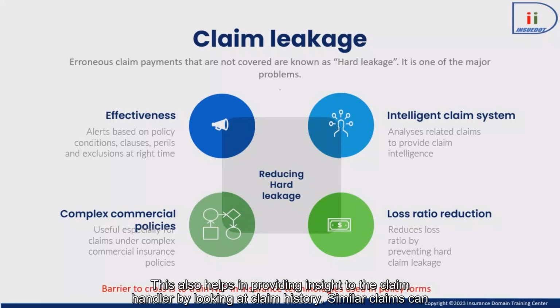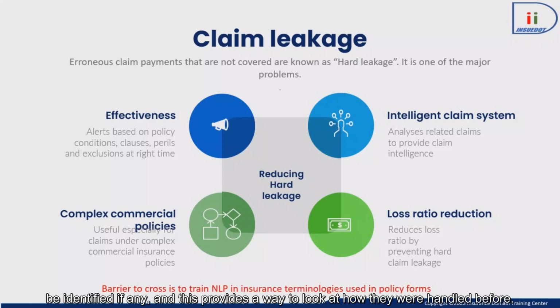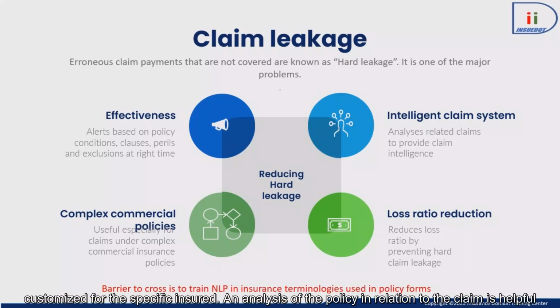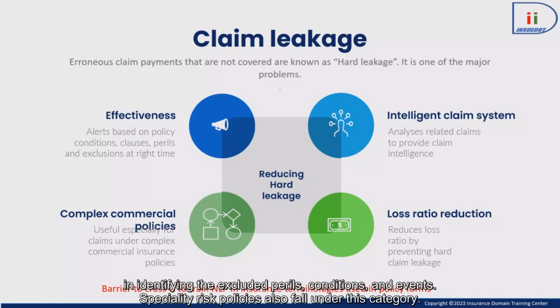This also helps in providing insight to the claim handler by looking at claim history. Similar claims can be identified if any, and this provides a way to look at how they were handled before. This is highly useful for claims arising from complex commercial policies. A commercial policy can sometimes be customized for the specific insured. An analysis of the policy in relation to the claim is helpful in identifying the excluded perils, conditions, and events.